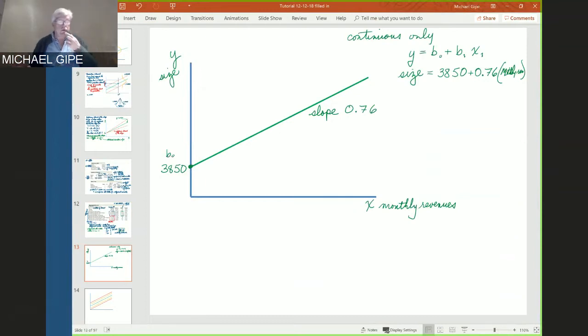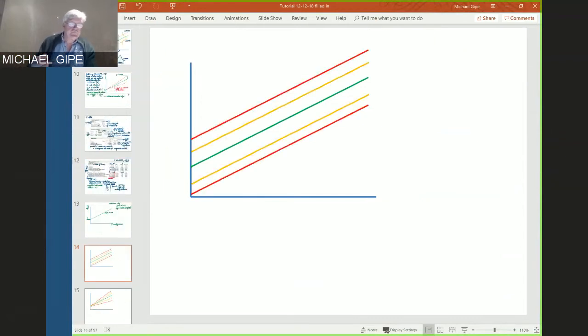That's what the model would look like without the categoricals. Very straightforward, single regression model idea. Shouldn't be any surprise to anybody. Now, let's add the categoricals.